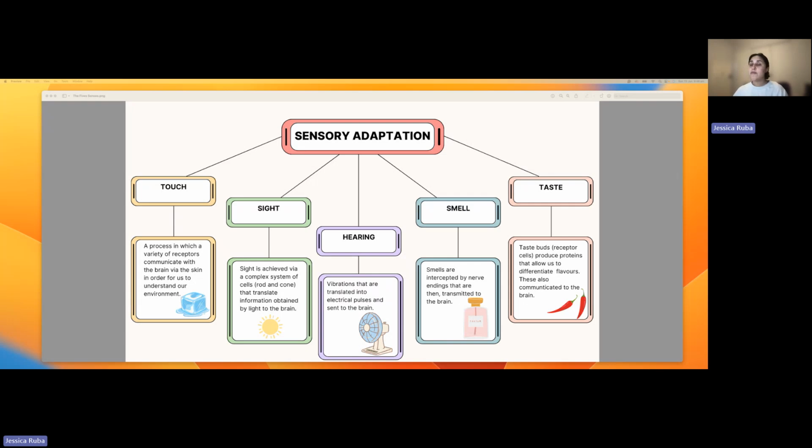Hopefully, this mind map today provided a little bit more insight into sensory adaptation, what the five senses do, how they process information, and examples of that sensory adaptation.